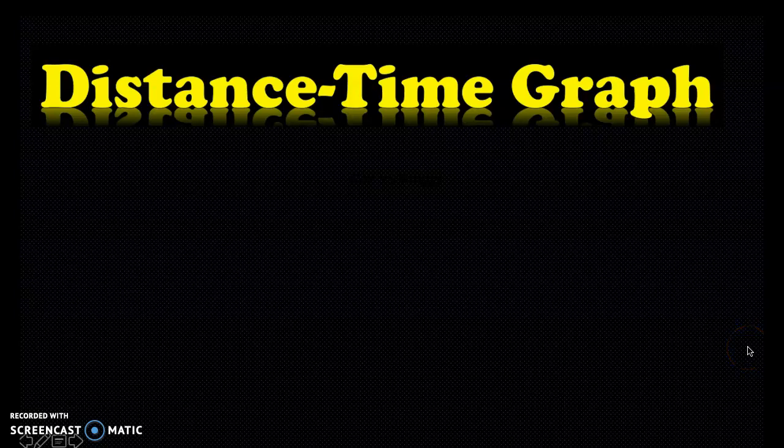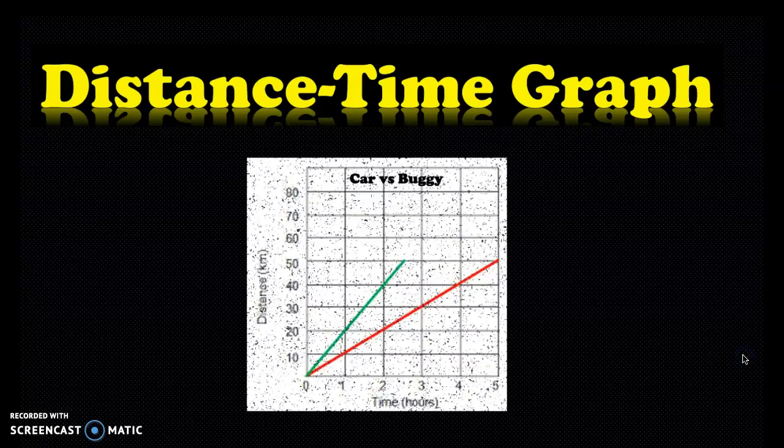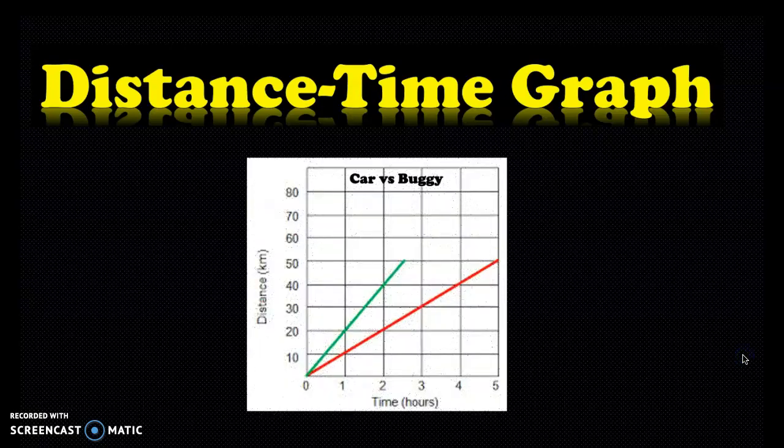Okay, the last thing we have to talk about in this motion and velocity section is something called a distance time graph, and we are going to be comparing two variables, distance to time, and by comparing those variables, we should be able to answer some questions that come along. So what does a distance time graph look like?